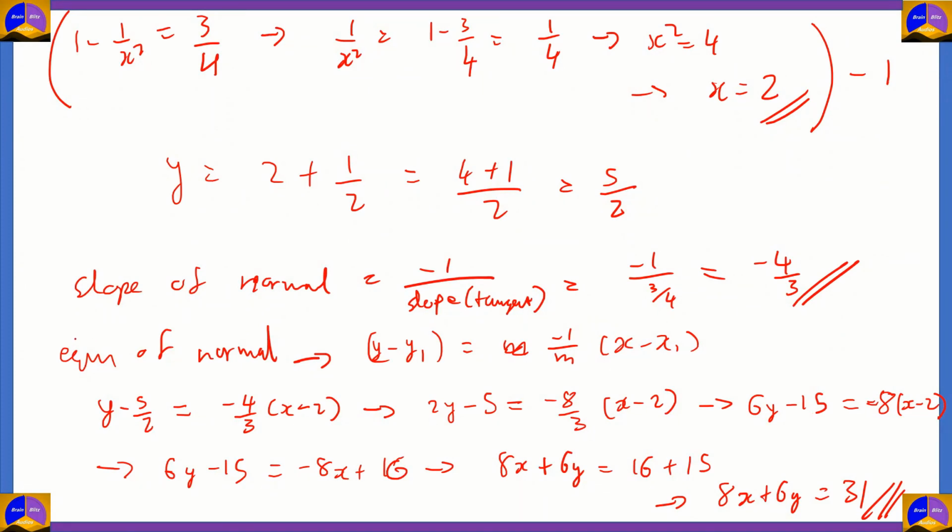And from the equation of the normal till you find the actual equation, you get 1 mark. So this whole step gives you 1 mark, and finding out x gives you another mark, so 2 marks.